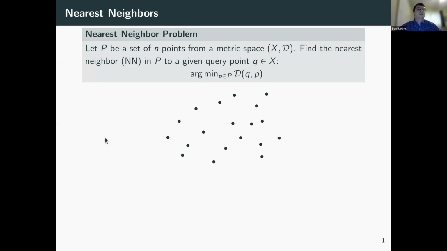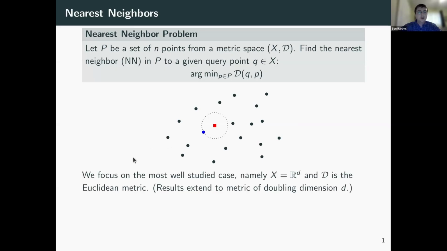Okay, good. So today we're going to talk about the nearest neighbor problem. So what's that? I give you a set P of n points from a metric space. So here X is my ground set and D is my distance function. And I want to find the nearest neighbor, N, in this point set P to a given query point Q, right? So if this is, say, my point set in the plane, then given this red query point, I want to find the nearest neighbor in my point set. And in this case, it's this blue point, right?